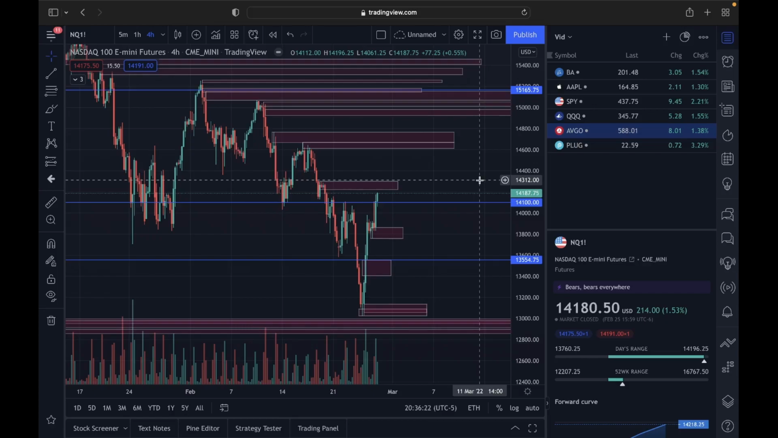You got to know where the market's going. You just got to know market sentiment overall. Got to know what price is doing in the market, because that is usually going to dictate what big stocks are going to do. So right here, I'm looking at the NASDAQ futures. This is NQ1. You can also use US 100.